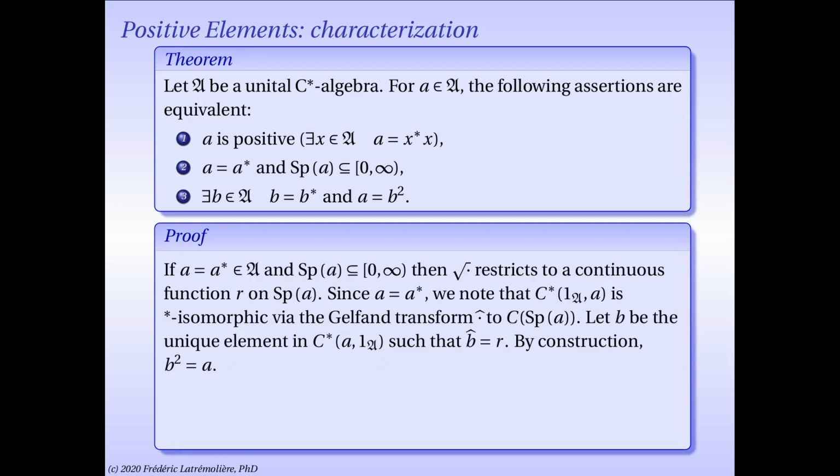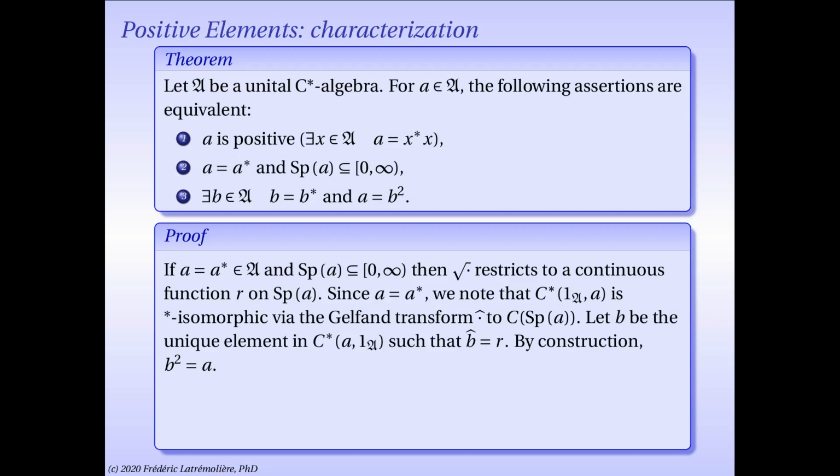So now let's prove that in fact we have an equivalence here. I'm going to prove that 2 implies 3. So I take a self-adjoint element A whose spectrum is contained in the positive half-line, and I want to show that in fact it's the square of some other self-adjoint element in my C-star algebra. So what I'm going to do is take the square root function and restrict it to the spectrum of A, which I can do here, since the square root is defined on the positive half-line and the spectrum is a subset of that.